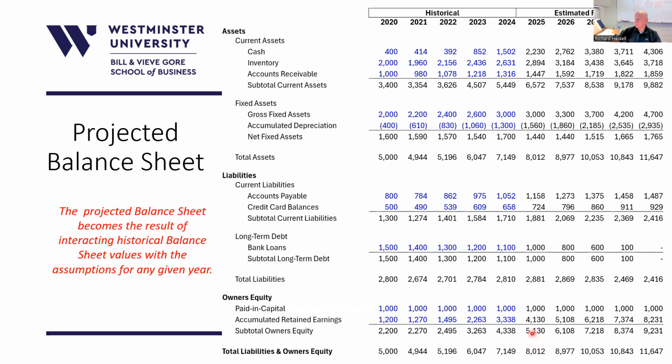The subtotal category here is a subtotal for owner's equity. And then we total liabilities and owner's equity to equal the final balance at the bottom. And notice the total assets for each year equal total liabilities for each year.